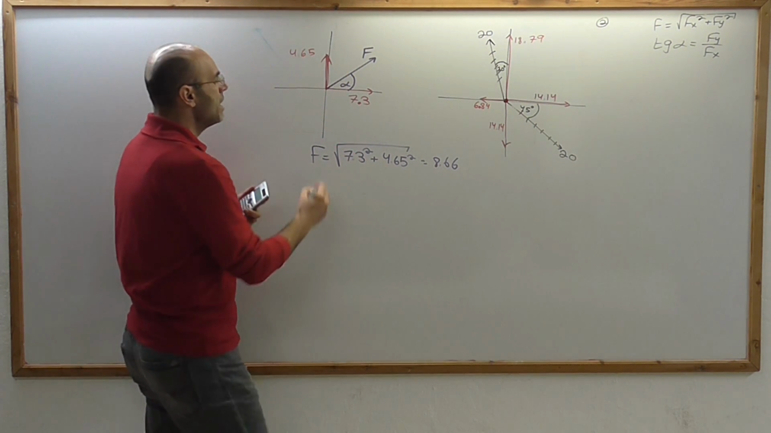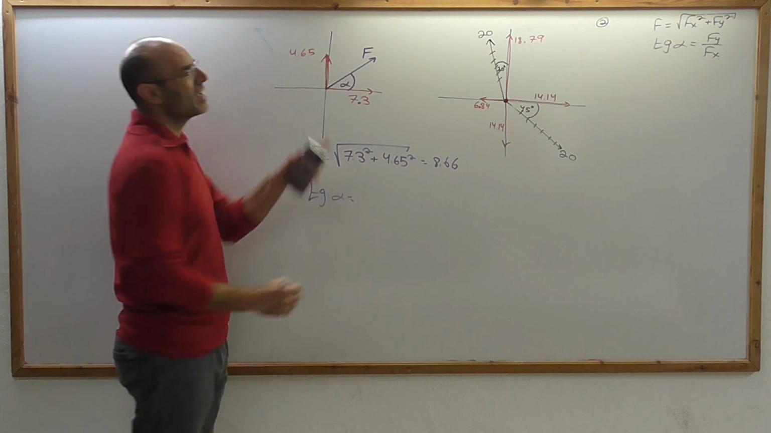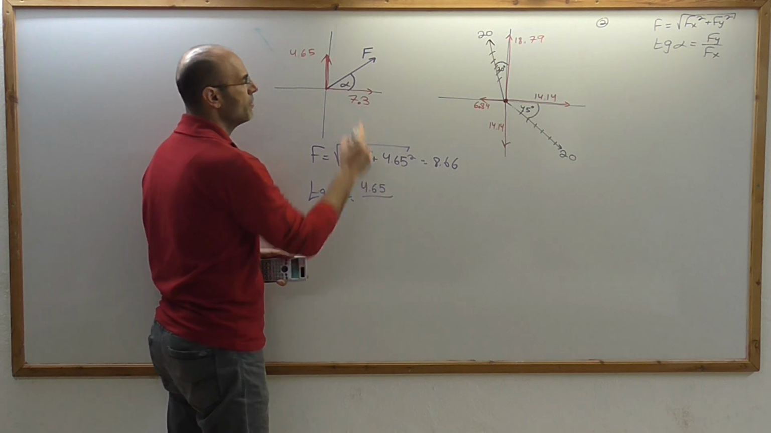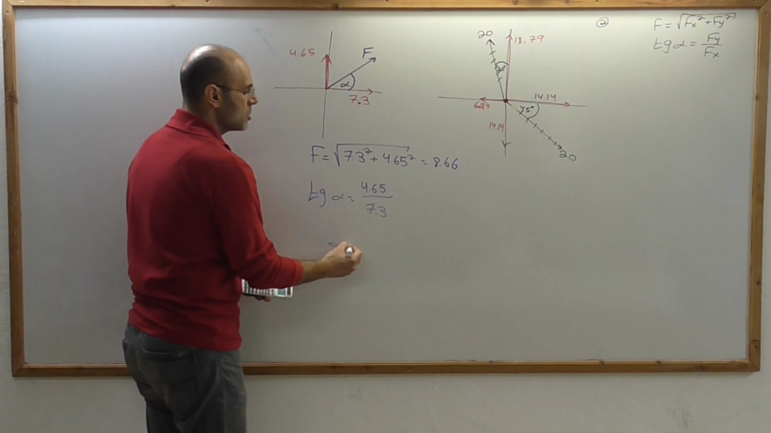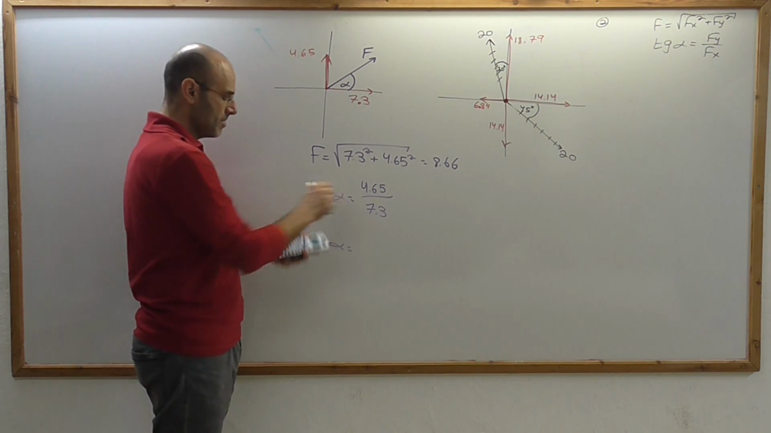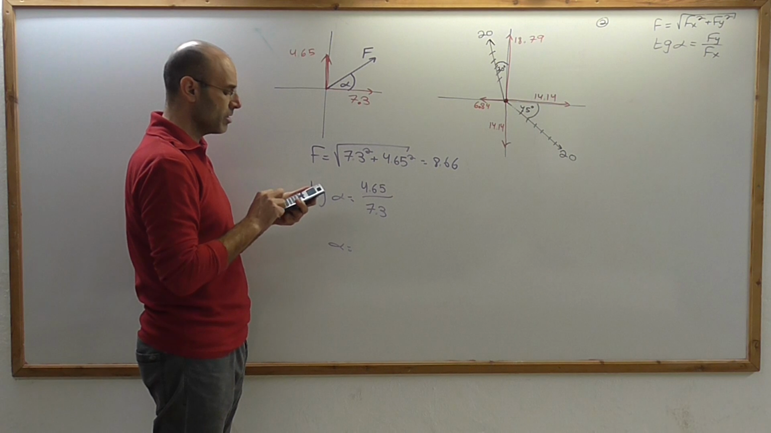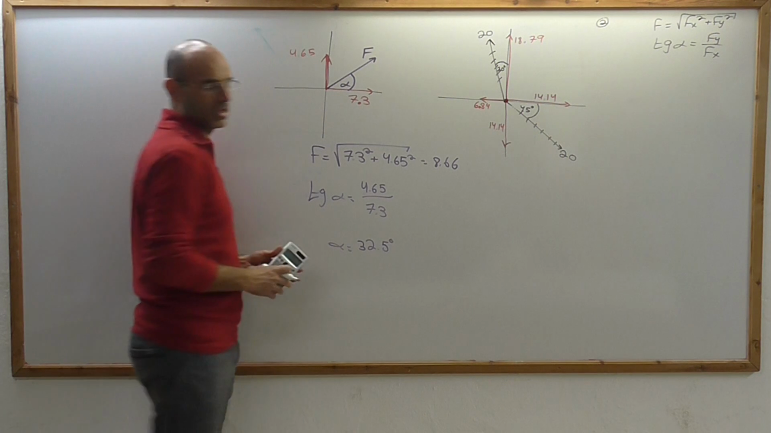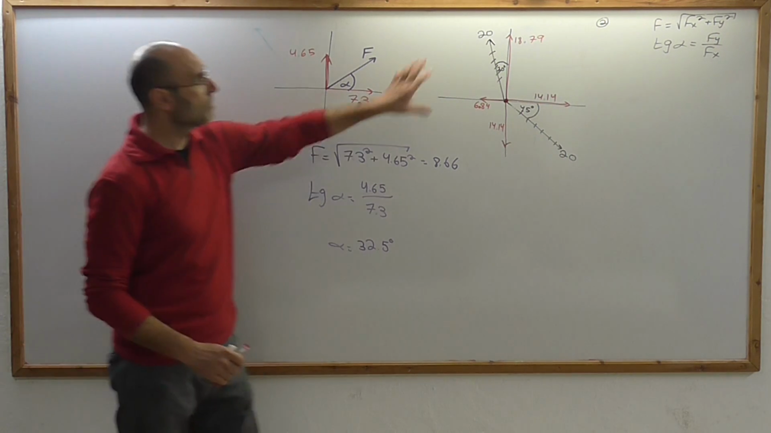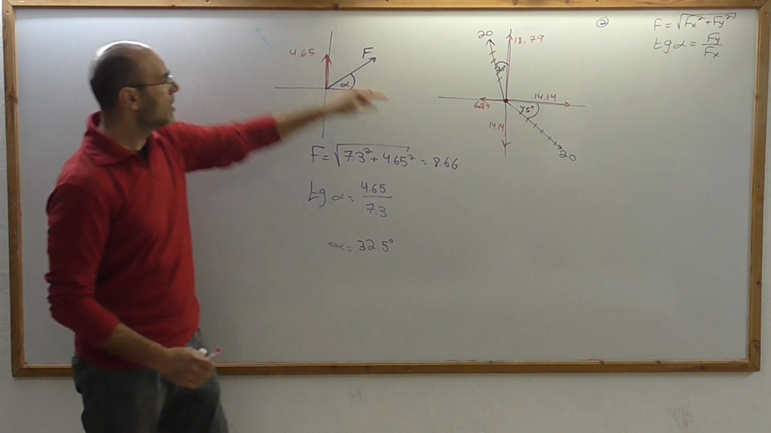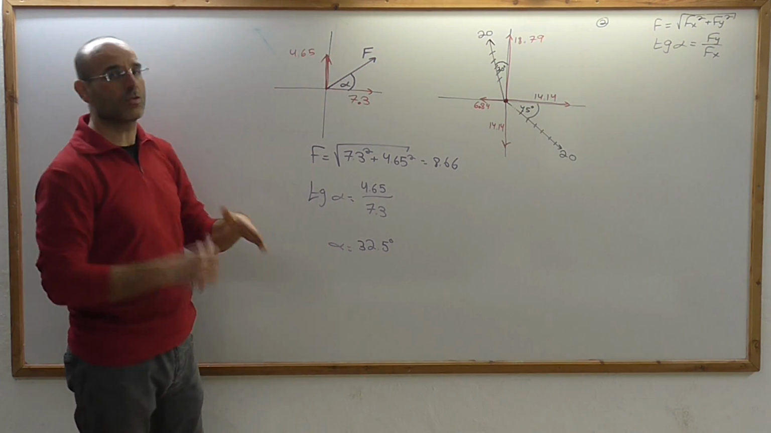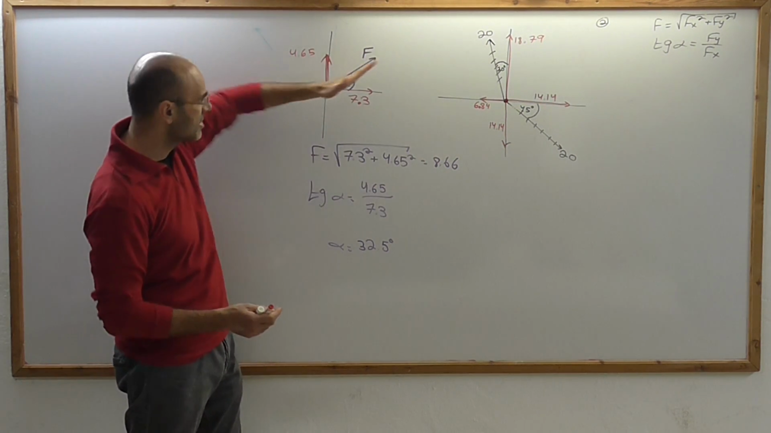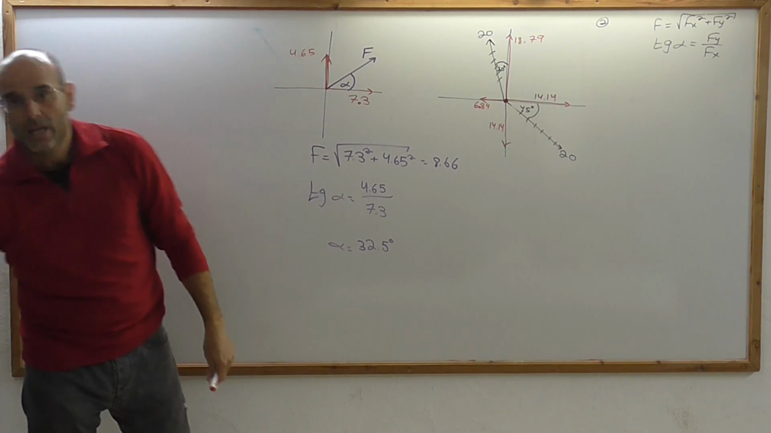8.65566, doesn't matter. And tangent alpha is always Fy over Fx. Fy is 4.65 over 7.3. So alpha will be shift tangent 4.65 over 7.3. 32.5 degrees. So instead of these two vectors, I can use this resultant vector, which is equivalent to these two, and the ball will feel as if it was pulled by 8.66 in that direction. One more.